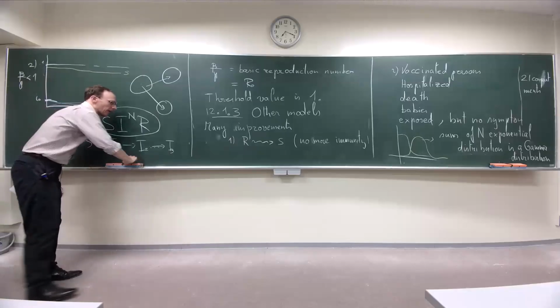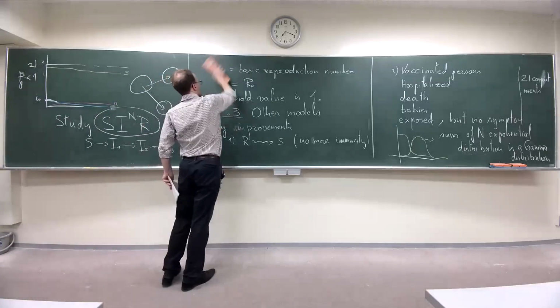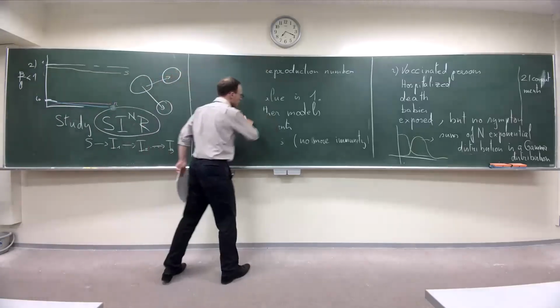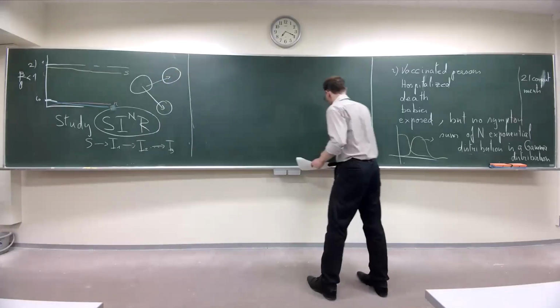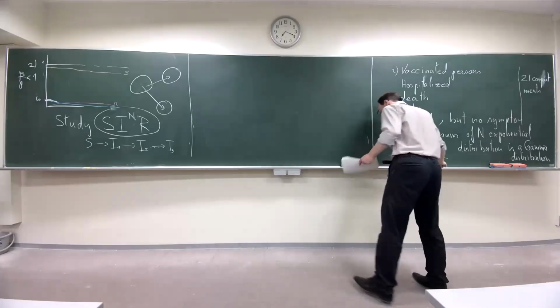All right, now I will finish with this model. What is a drawback? What is a weak point? Weak point.